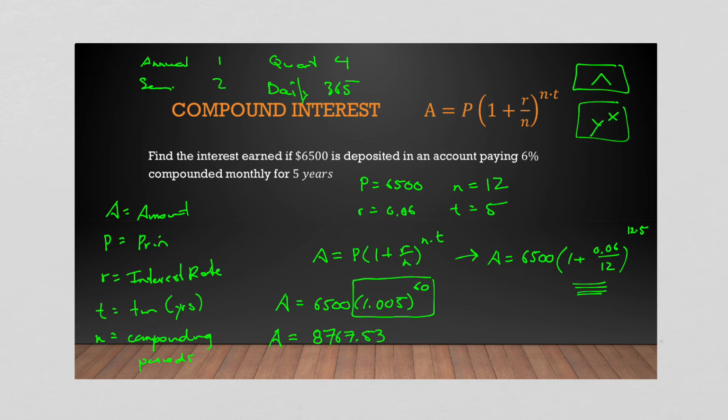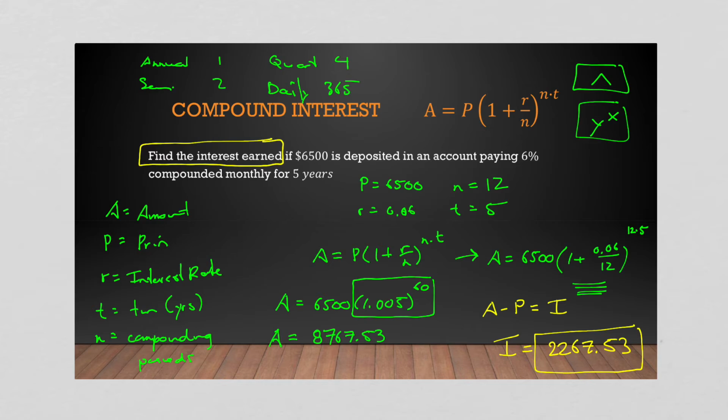This question asked, what interest is earned? Well, obviously, the amount is now your new total amount. So in order to get interest, you take your amount and you subtract your original principal. So we take our new amount, we subtract our $6,500, and you'll see that your interest in this case, I, is equal to 2267.53. So you earn substantially more interest in compound interest than you do in simple interest, because you're earning interest on your interest. It's amazing stuff.